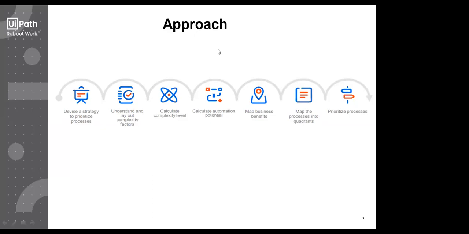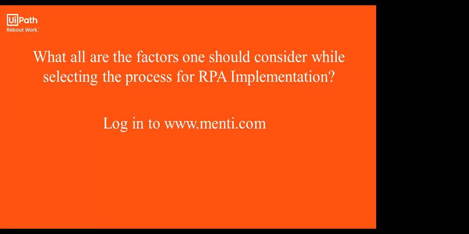But before moving on, I would like to ask a question. There'll be a link in the chat. You can just navigate to that link, and you'll have to tell me what all other factors one should consider while selecting the process for RPA implementation. What do you think? What all should an RPA developer or an RPA BA consider while they are selecting the process for RPA implementation? There's a link in the chat window. You just have to click on it, and you'll reach a page wherein you can put your answers.